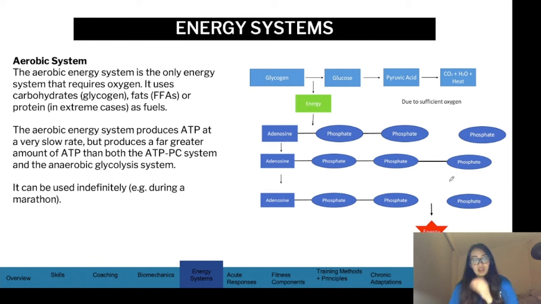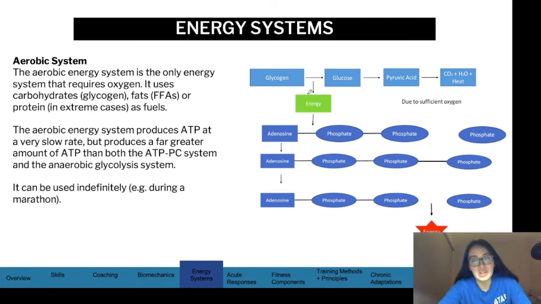So pretty much it just requires oxygen, it can break stuff down. It produces way more ATP, but at a very slow rate. So a slow rate of ATP, but a far greater amount than any of the other systems. And it can be used indefinitely, such as during a marathon, pretty much until all your glycogen and your fats run out. And it would take quite a while for fats to run out, because fats are stored up in your body.